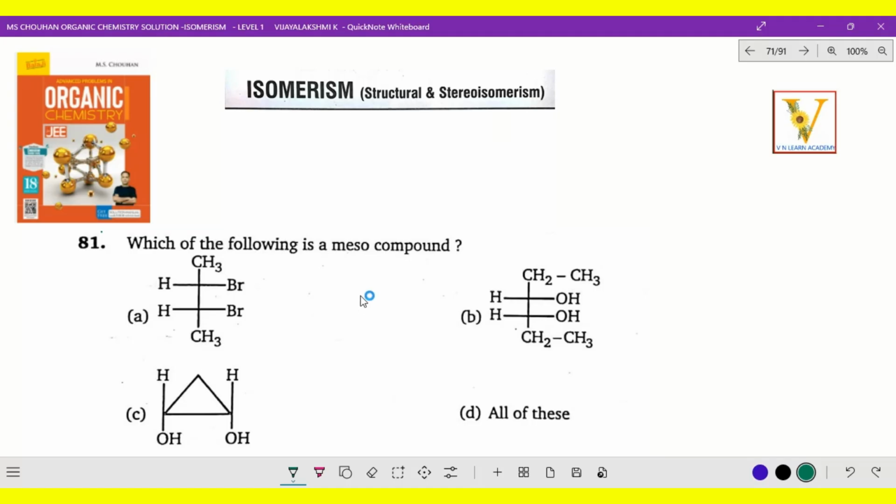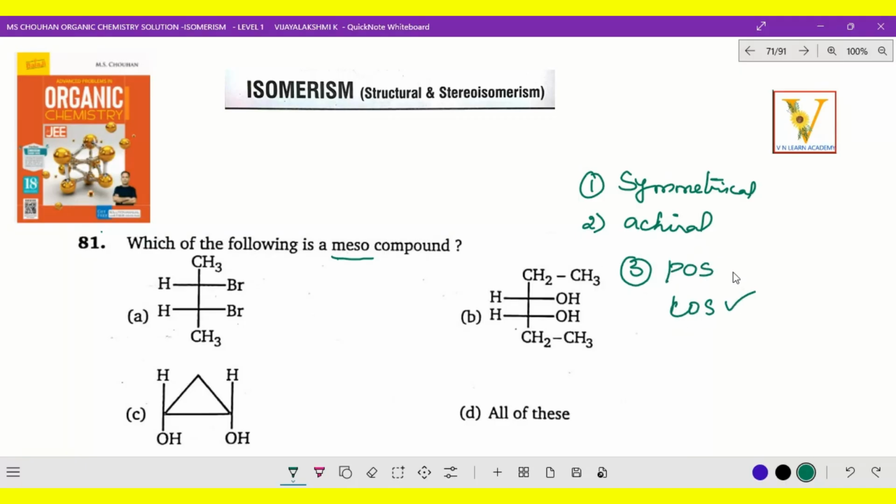So now we have to identify first and foremost what is meso. Meso means, first point, it has to be symmetrical, right? Second, an achiral compound. And the third point, POS, COS will be present and it cannot rotate PPL. So these are all the points applicable for a meso compound. Achiral means it will be identical on both sides. In that way also we can identify it.